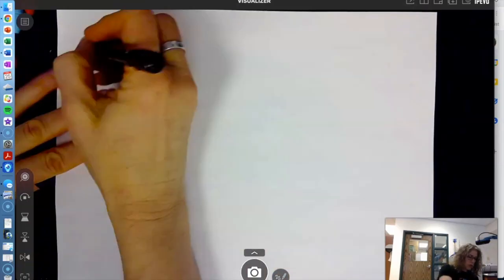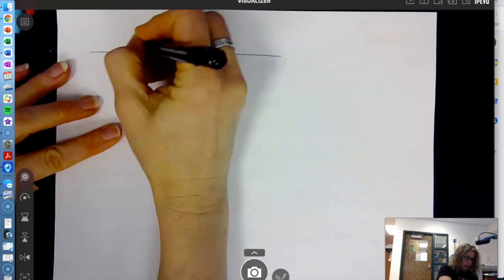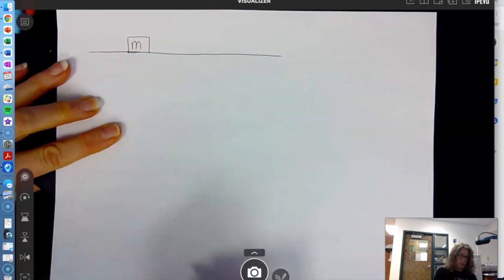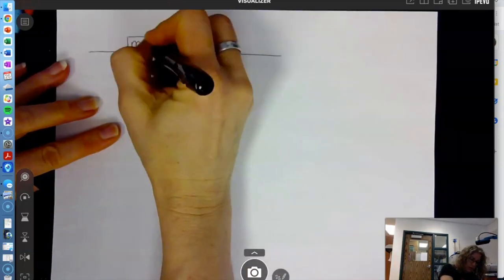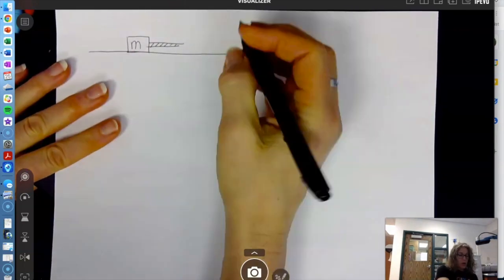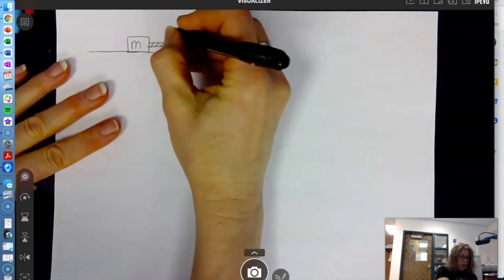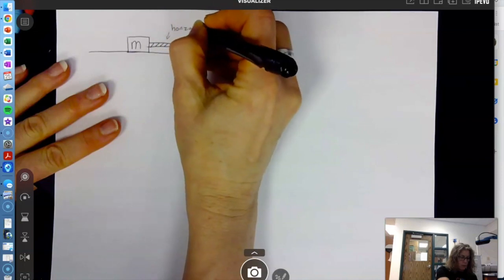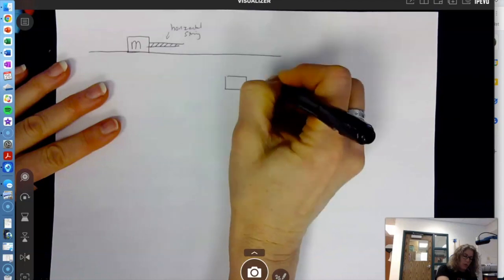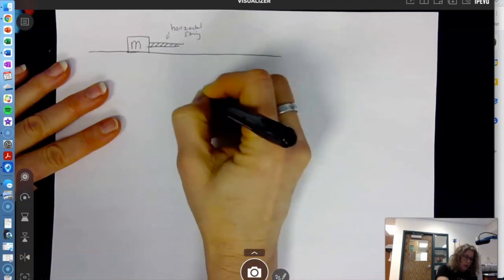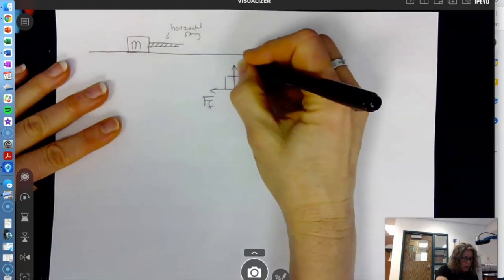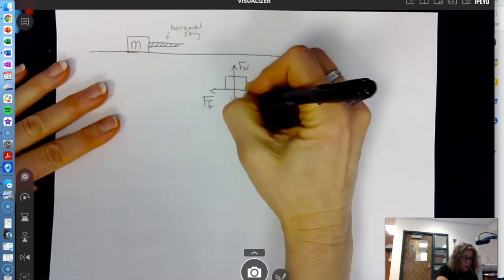In this situation, we're going to have a track and a box with mass. So we'll call this mass. You're going to have a string, and you're going to have a sensor pulling on that string horizontally. So this has to be horizontal. If you draw a free body diagram of this situation, you're going to have tension and then friction between the bottom of that box and the track. You'll have normal force and you will have weight.